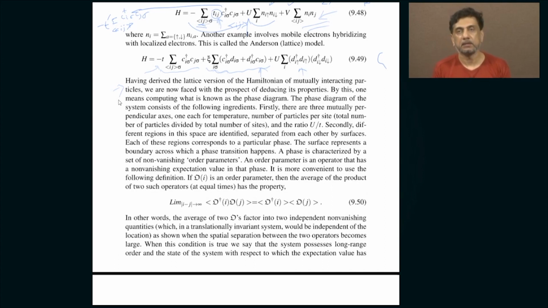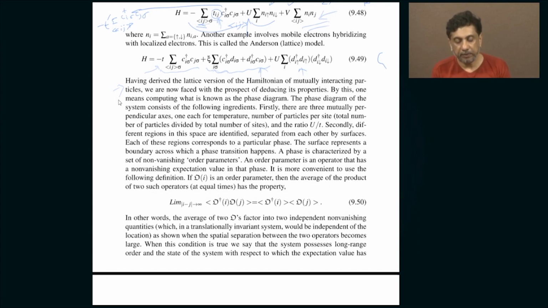So, these are the three axes, and within this octant, there are regions which are identified, and these regions are called phases. These regions are separated by surfaces, and the surfaces represent a boundary across which a phase transition takes place. A phase is characterized by a set of non-vanishing order parameters. So, an order parameter is an operator that has a non-vanishing expectation value in that phase.